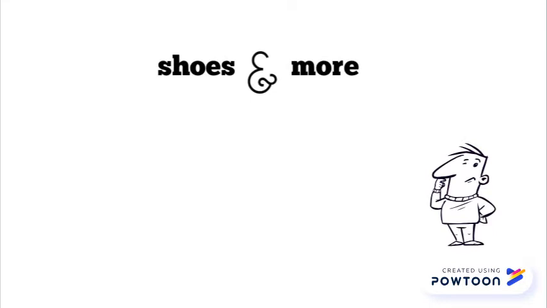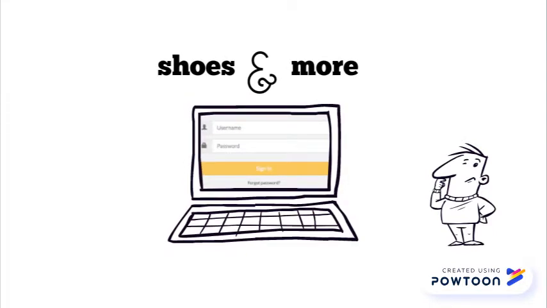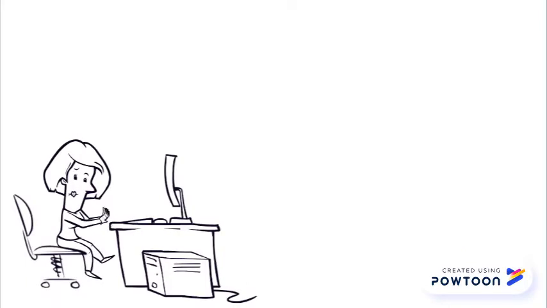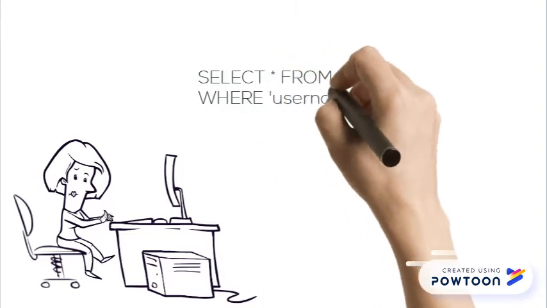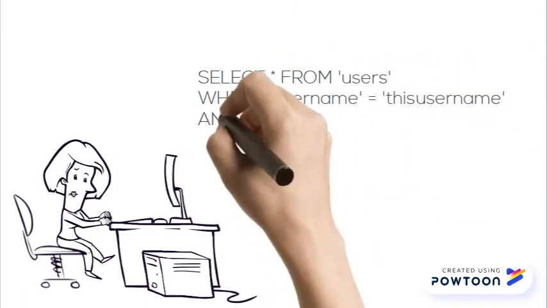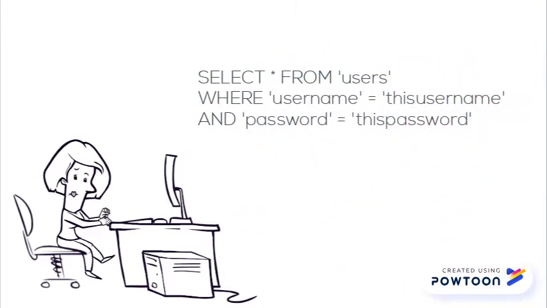A simple example of this case is a web page with two fields allowing users to enter a username and a password. To authenticate the user, a programmer might code the SQL something like this: select all from user where username is equal to this username and password is equal to this password.